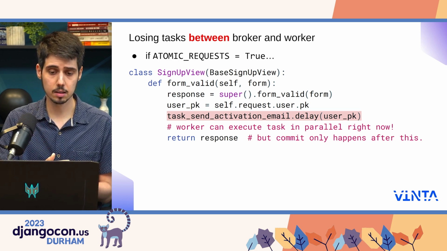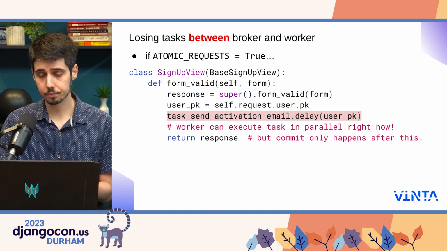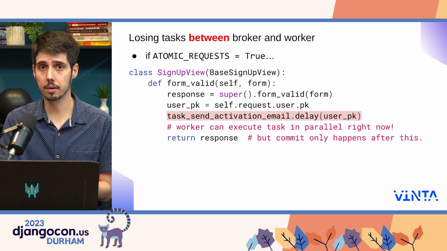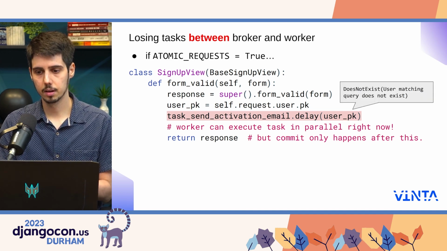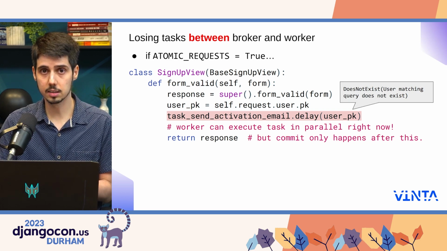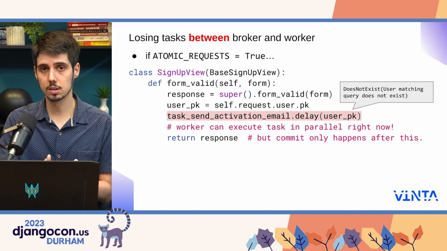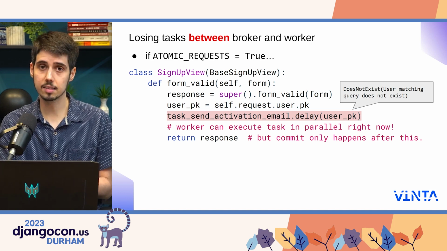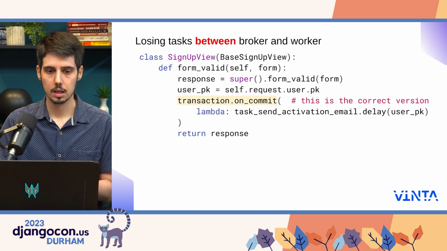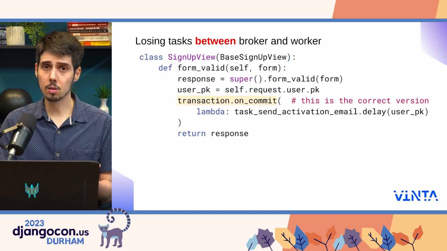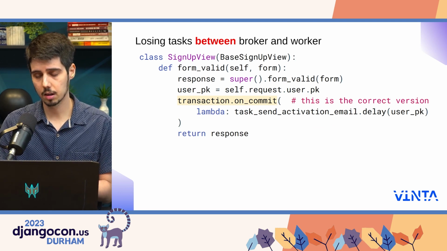What can happen is that between the delaying of the task and the response, the task can execute in parallel to your view. And if that happens, you get this error: DoesNotExist, the user doesn't exist yet. Because the view didn't finish, so the transaction wasn't committed, but the task ran. So the user wasn't in the database yet. So you can lose tasks because of that, and you can have task errors, in fact.